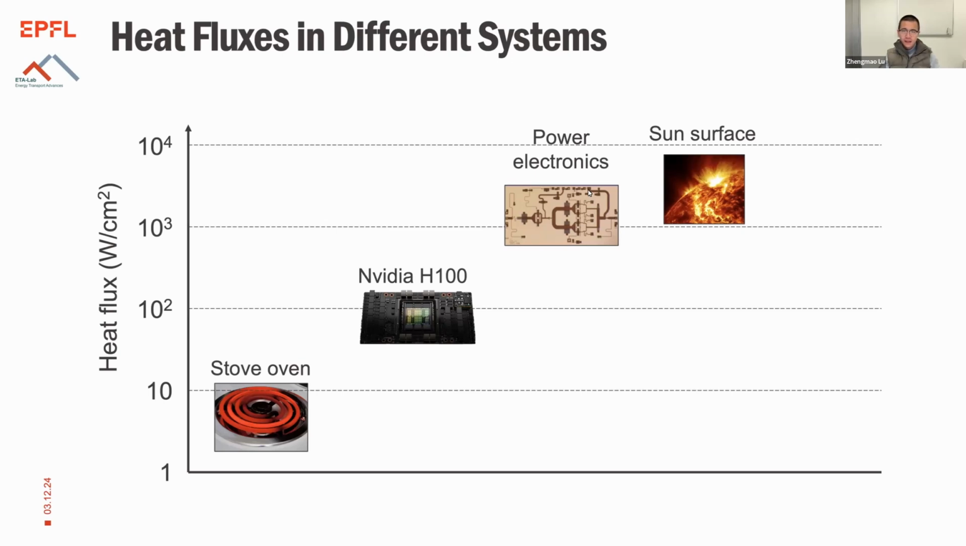In this schematic, I'm trying to put the heat flux numbers of these electronics chips into perspective. You can see it can go all the way from around 100 watts per centimeter squared for the CPU or GPU chips. For power electronics, the number can be even higher, above 1 kilowatt per centimeter squared, even approaching the heat flux that you would expect at the sun surface.